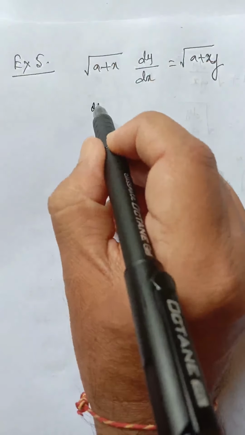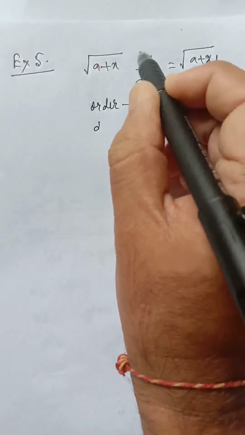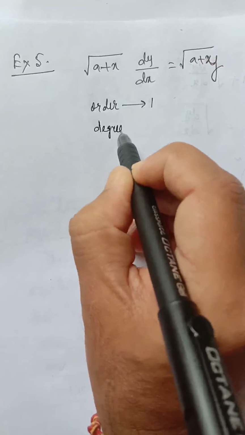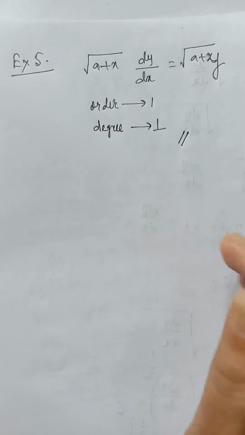So what is the order of the differential equation? It will be 1, because this is the highest order derivative. And what is the degree? Its power is also 1. So the order is 1 and the degree is also 1.